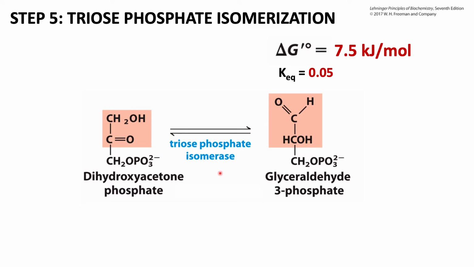Here it is important to note that we've produced another G3P. So now, here on forward, in glycolysis, we have two G3Ps, so steps 6 through 10 will occur twice because we have two G3P molecules.